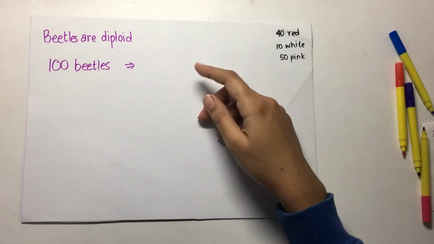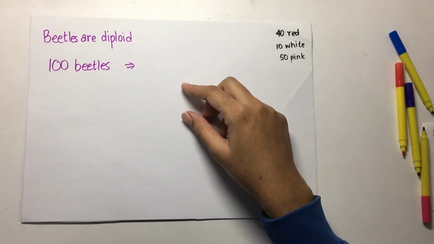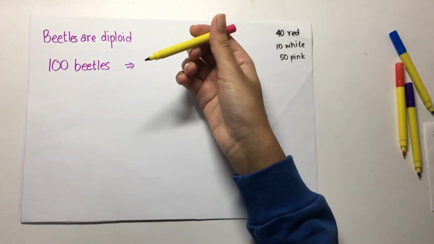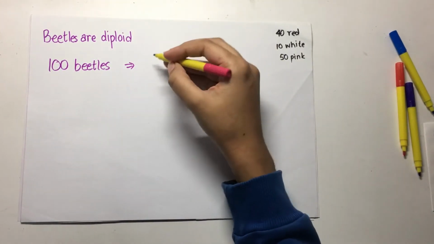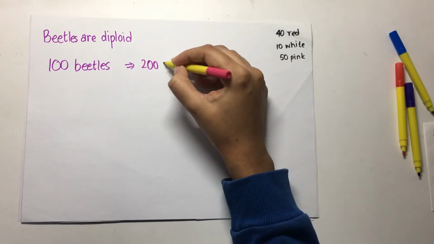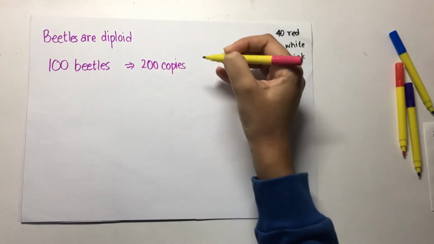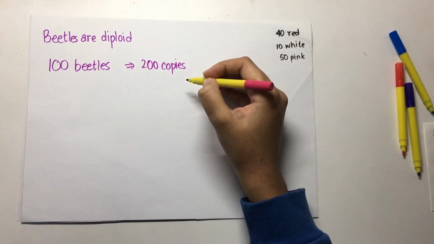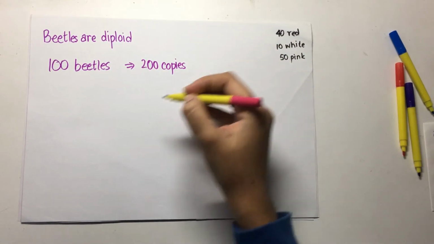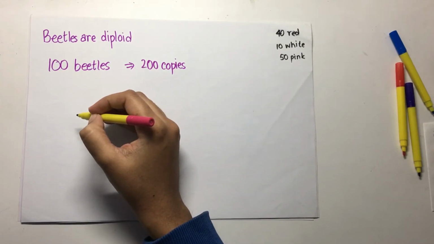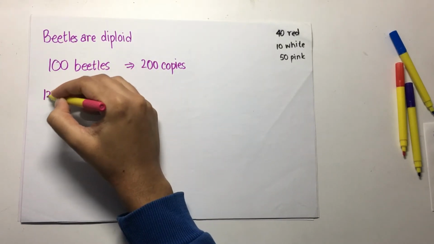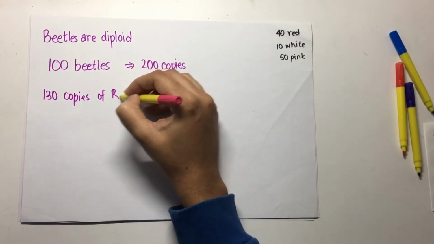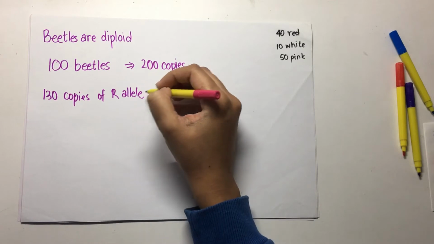Beetles are diploid organisms, that is, they have two sets of DNA. That means if we have 100 beetles, we are going to have 200 copies of the gene that we are studying for the color. And out of these 200 copies, there are 130 copies of our R allele. How did we arrive at that conclusion?